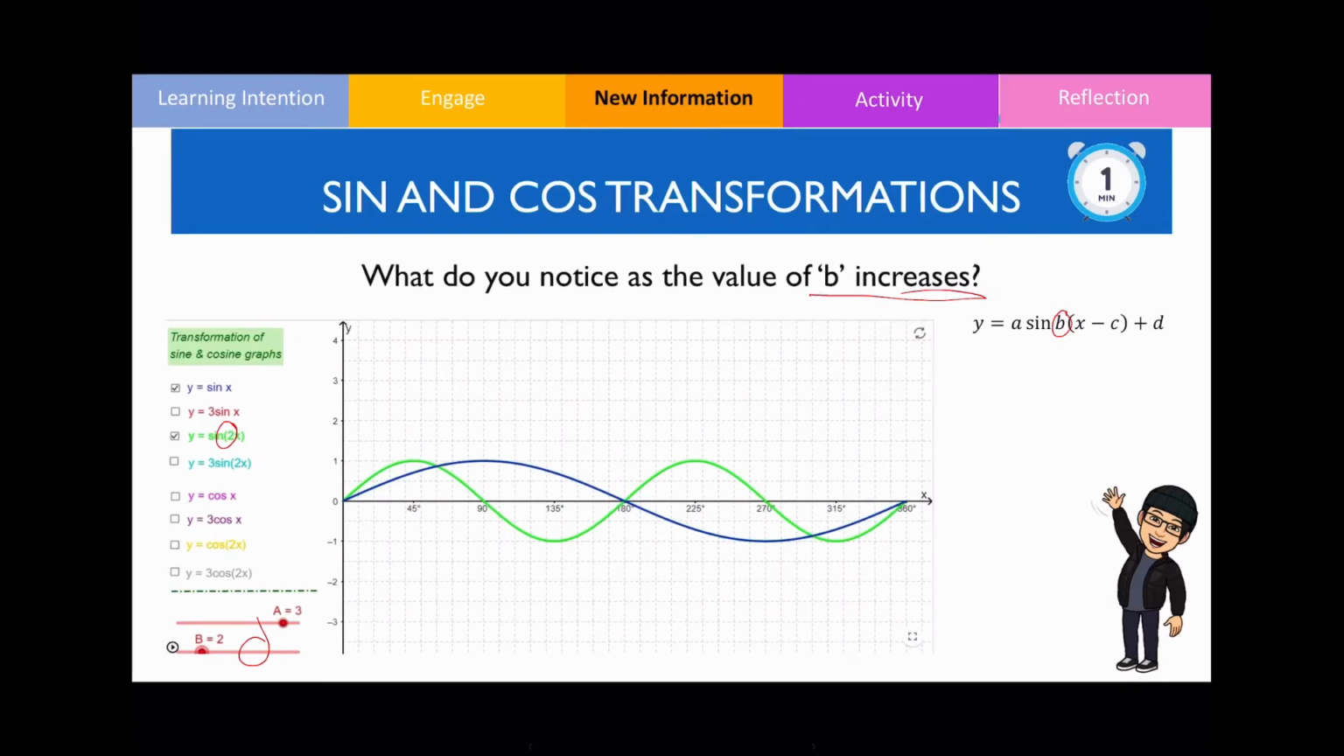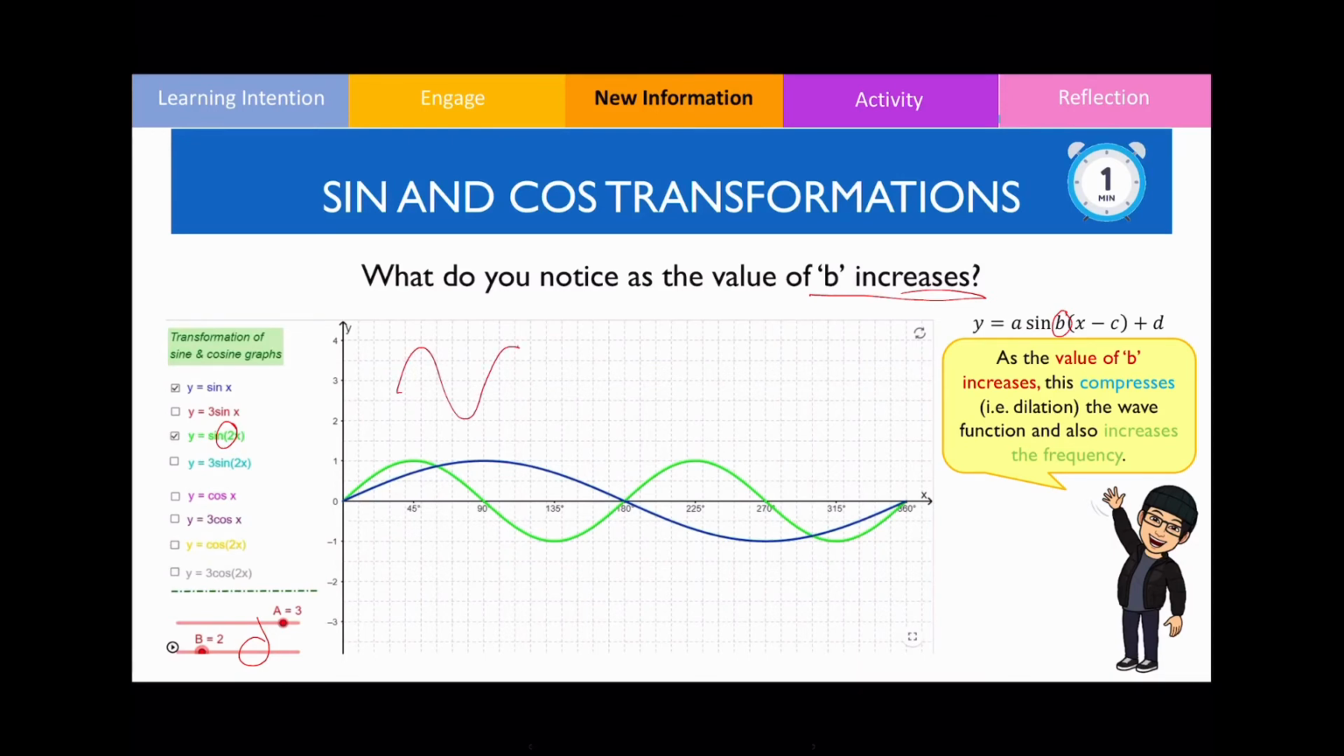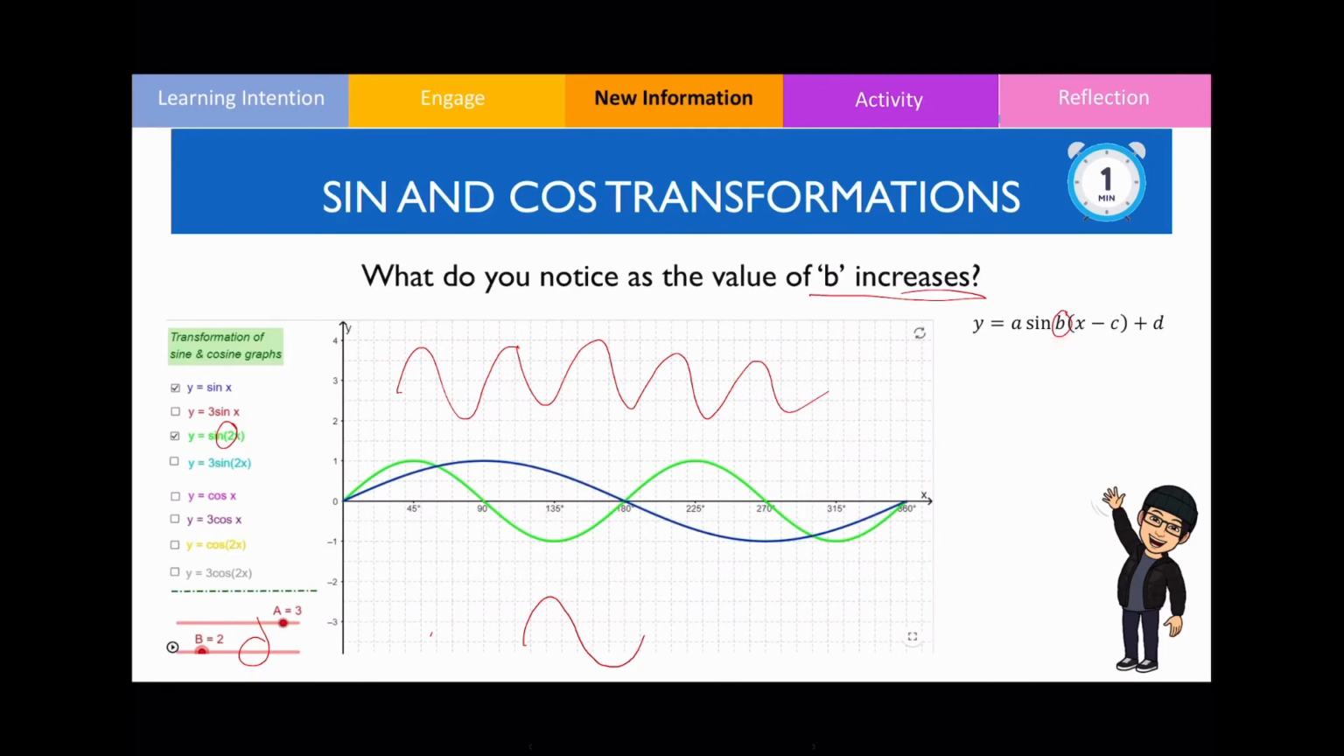Now, I'm hoping that you can see that by increasing the value of B, what essentially happens is that this compresses the graph. Because you're changing the size, this is an example of dilation. And what also happens is that you're increasing the frequency, meaning that you're increasing the number of cycles within the actual graph itself. Because this is an example of a sine, one cycle goes like this. We can clearly see that when I play the video again.